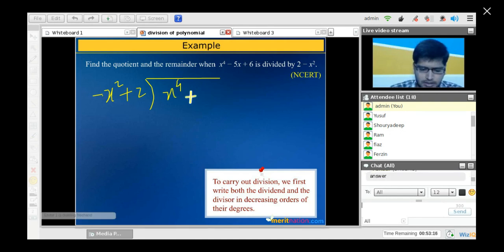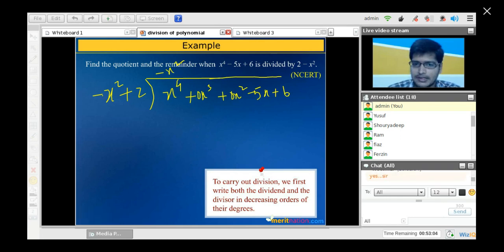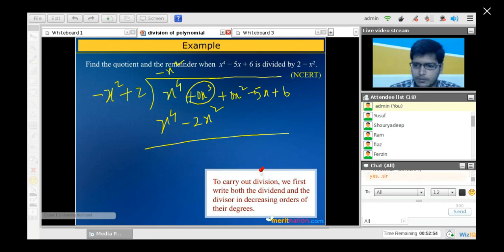Let me say 0 into x cube plus 0 into x squared minus 5x plus 6. Now what I am going to do is multiply by minus x squared, because the divisor is minus x squared plus 2. So minus x squared into minus x squared will be plus x power 4, and it will be minus 2x squared. Now if you observe 0x cube, leave it as such, there is no need of 0x cube, whereas for 0x squared, change the sign over here. Both the x power 4 get cancelled and it will be 2x squared minus 5x plus 6.